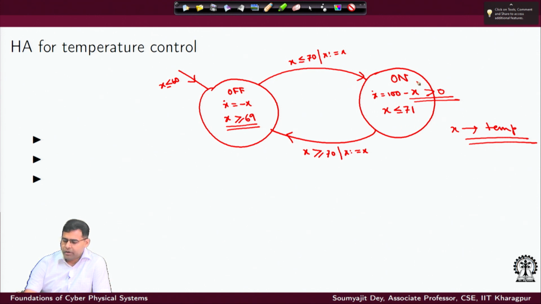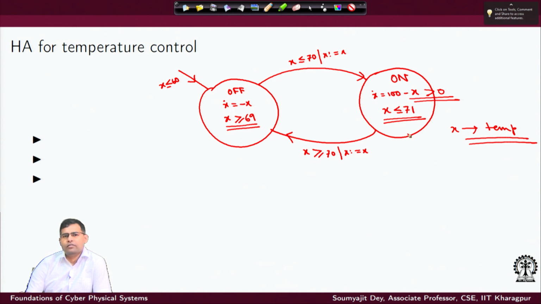So, that means now the temperature will increase, but at the same time I do not want the temperature to increase too much. So, I put an invariant condition here, x less than or equal to 71. That means I can be in this state as long as the temperature does not shoot beyond 71. And in fact, at 70 itself, I have enabled the guard here. That means the system can move to off, right?